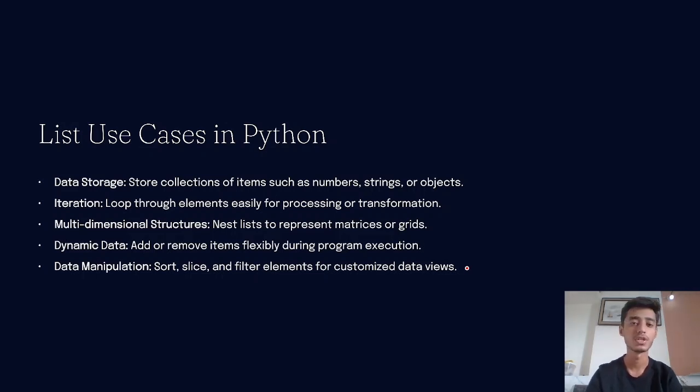First is data storage. Store collections of items such as numbers, strings or objects. Second, iteration. Loop through elements easily for processing or transformation. Multidimensional structure. Nest a list to represent matrix or grids. Dynamic data. Add or remove items flexibly during program execution. Data manipulation. Sort, slice, and filter elements for customized data views.